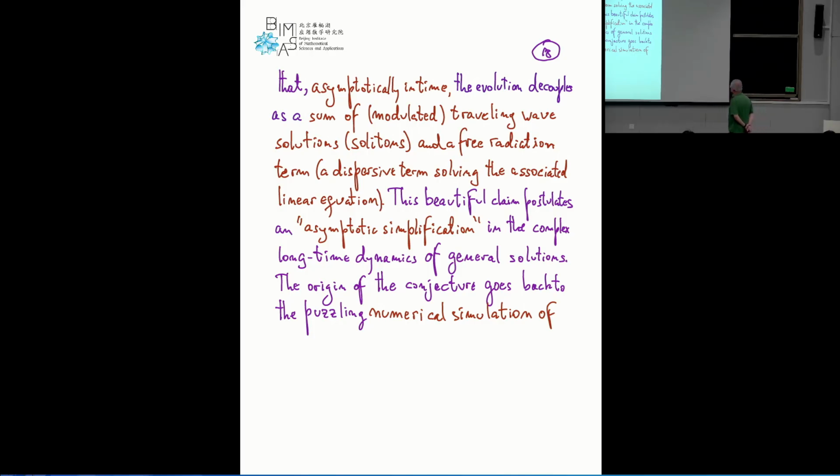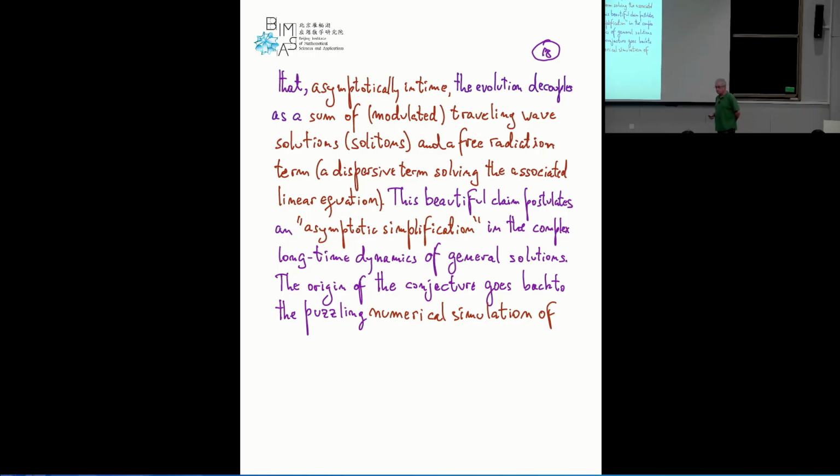So this beautiful claim postulates an asymptotic simplification, because you start out with whatever initial data, and then you evolve in time. You wait long enough. First you enter in some kind of black box. You don't know what's going on inside. And then if you wait long enough, then you get a sum of solitons plus a linear term asymptotically. Okay? So it tells you that this very complicated long-time dynamics resolves into something which is relatively simple.